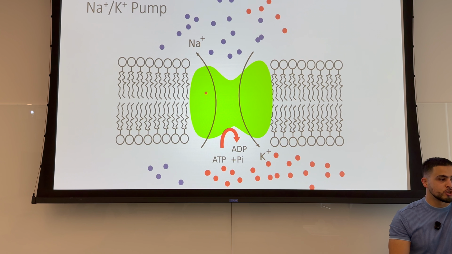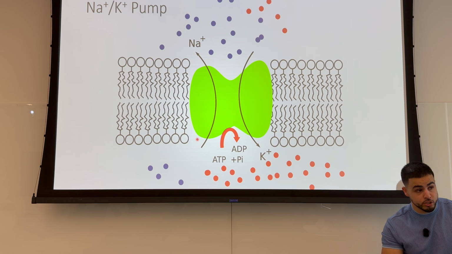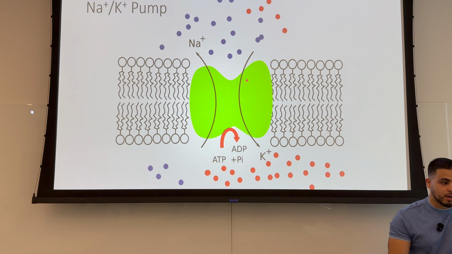All right, this is just the structure of the sodium-potassium ATPase pump. So you can see that sodium is in higher concentrations out of the cell, potassium is in higher concentrations in the cell. And what this is essentially doing is pushing potassium against its concentration gradient into the cell and sodium against its concentration gradient out of the cell. And that process requires energy because it is an active process using ATP.